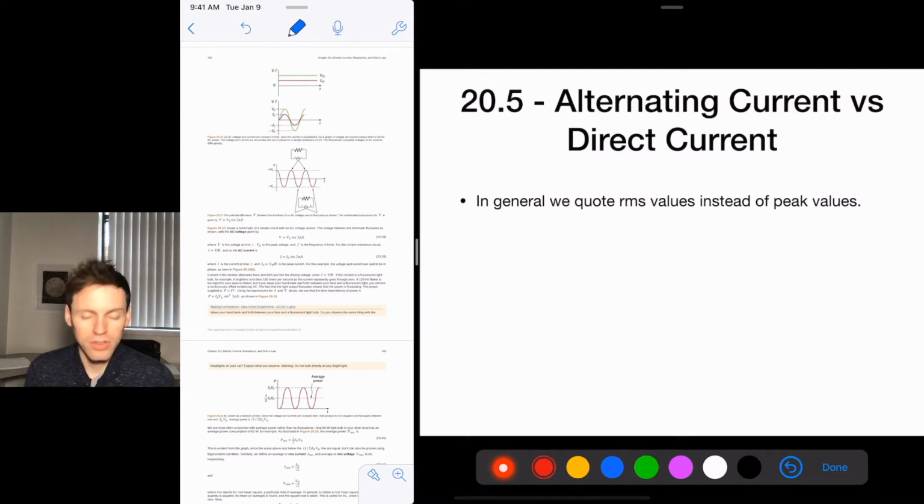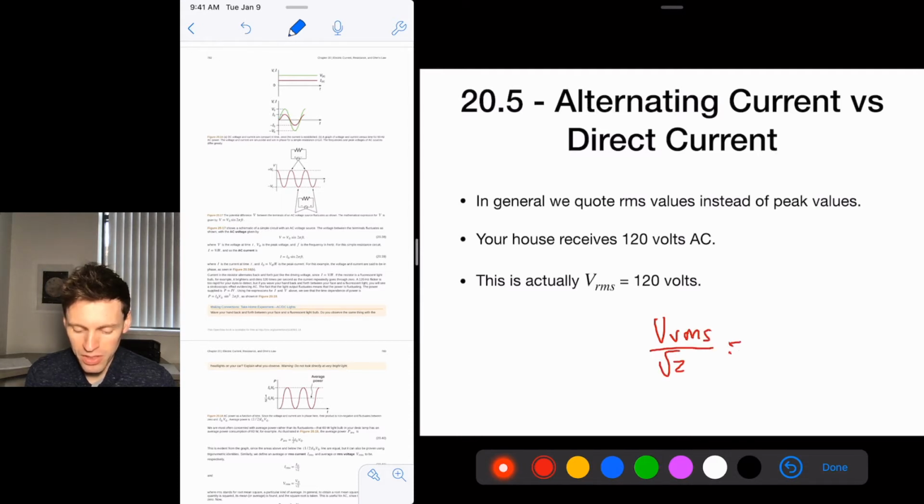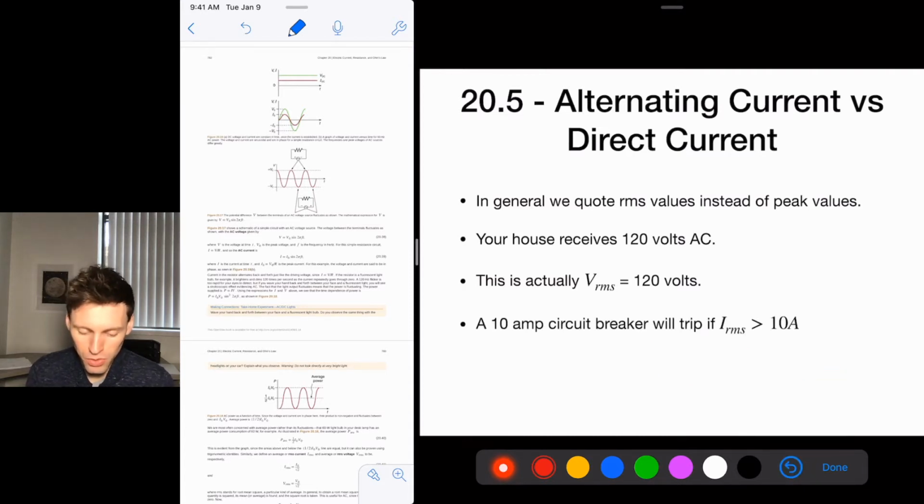So in general, use RMS values instead of peak values. For example, if you get 120 volts into your house, that's your V_RMS. So V_RMS is equal to V0 divided by the square root of 2, which means 120 volts is equal to V0 divided by the square root of 2, and you can figure out what your peak voltage actually is.